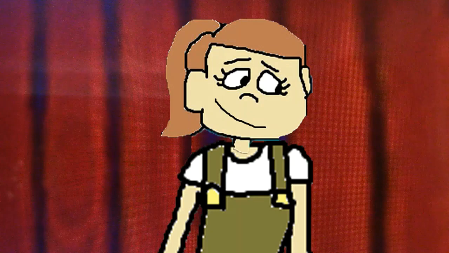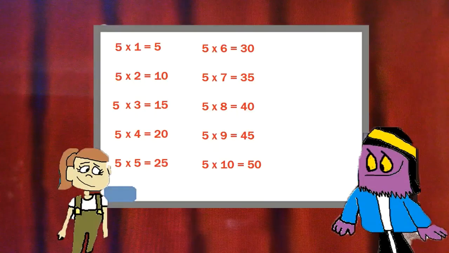Yes, you. Come on up here. 5s. 5 times 1 is 5. 5 times 2 is 10. 5 times 3 is 15. 5 times 4 is 20. 5 times 5 is 25. 5 times 6 is 30. 5 times 7 is 35. 5 times 8 is 40, 5 times 9 is 45, and 5 times 10 is 50.